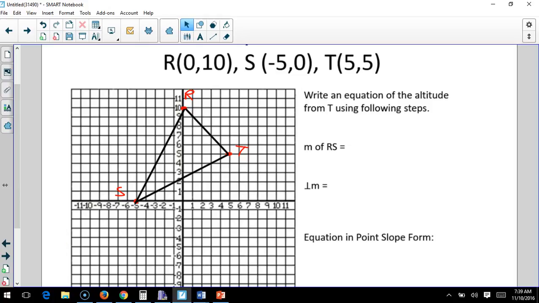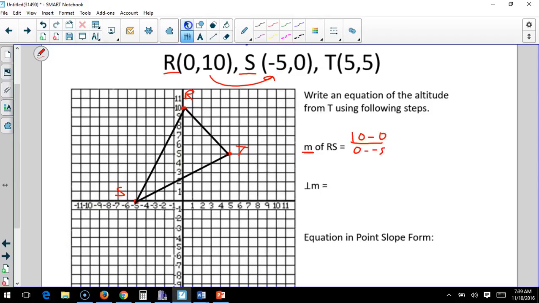So first, we have to find the slope of RS. Remember, m means slope. So RS. I'm going to go that way, RS. Remember, y on top: 10 minus 0 over 0 minus negative 5. Y minus y, x minus x. So that's going to be 10 over 5, which is 2.